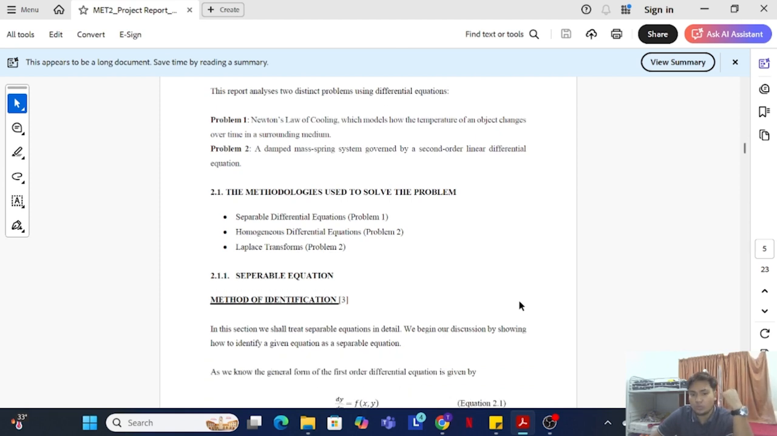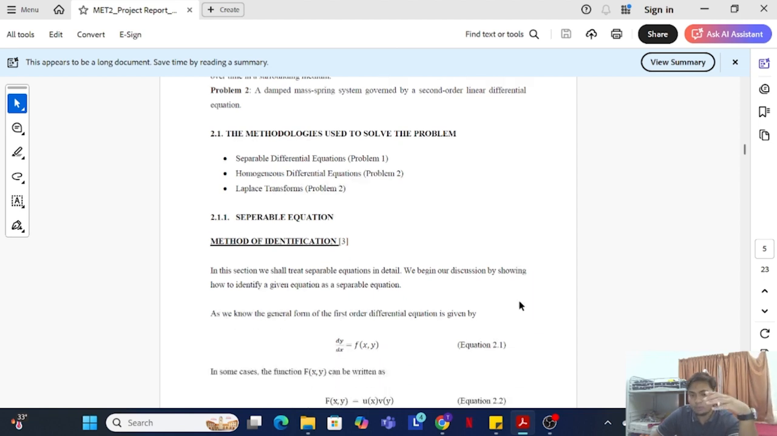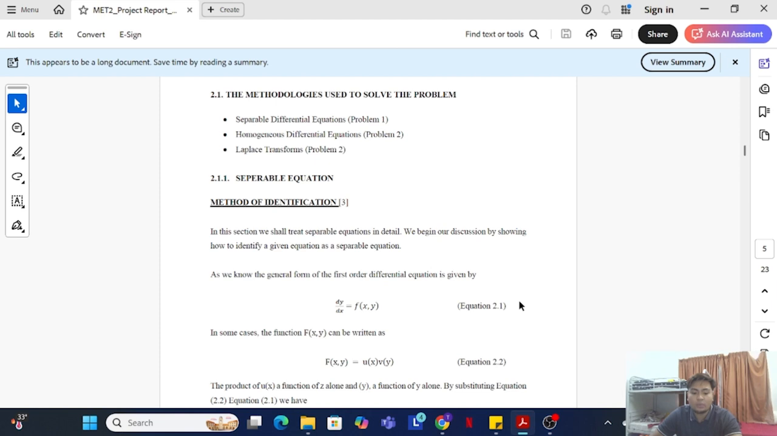The methods that we use to solve these problems are the separable differential equation, the homogeneous differential equation, and the Laplace transform. In problem 1, we use a separable equation. Why do we use a separable equation? Because it involves Newton's law of cooling, and the cooling model can be written in a separated way in terms of variables.